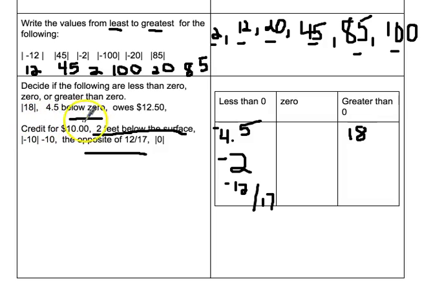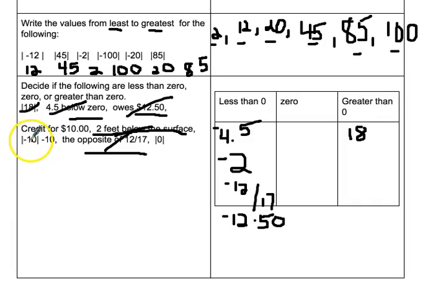Are there any others less than 0? Owes, 1250. If you owe money, that is a debt. 1250 would go here. Okay? I've got the absolute value of 18. I've got 4 and 5/10 below 0. We've got owes, 1250. 2 feet below the surface, the opposite of 12/17.